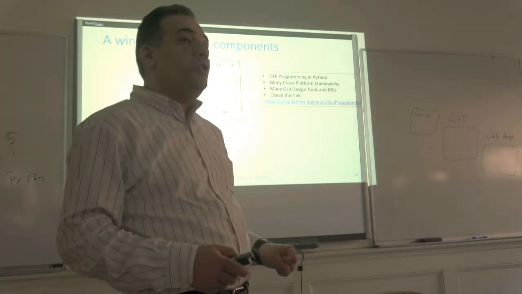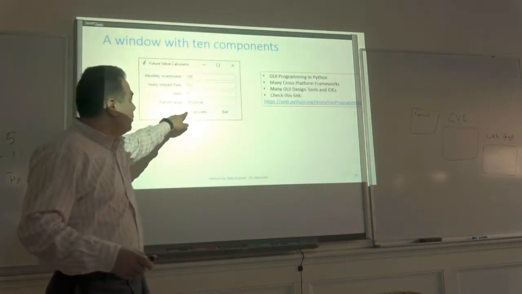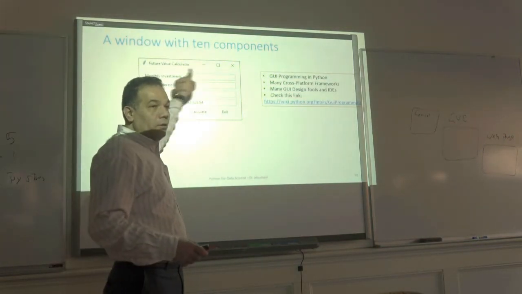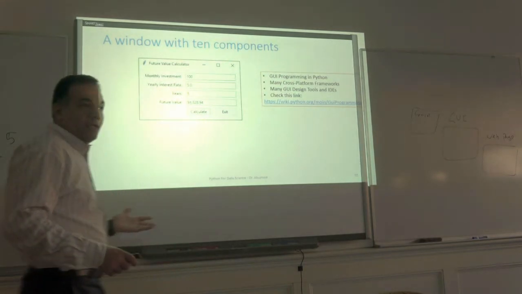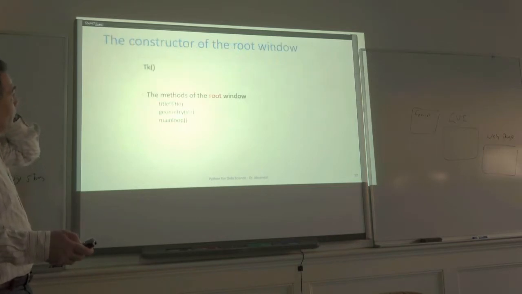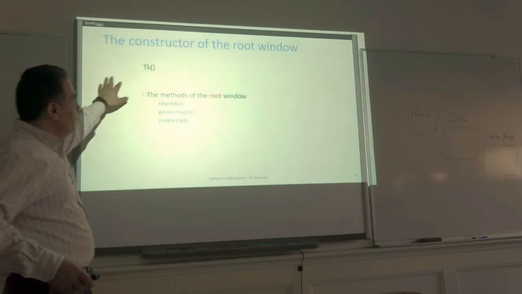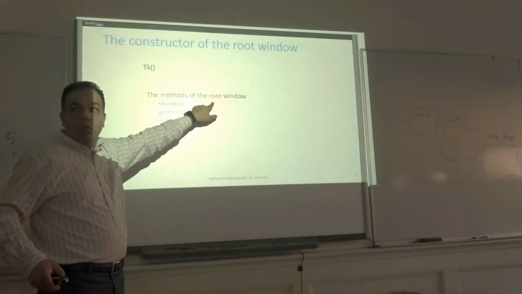And from the root window, you could add to it what? Push button, label, text box, okay? Many other things you could add to it. You agree? Okay. So the first thing you have to do is call the constructor, which creates the root window.